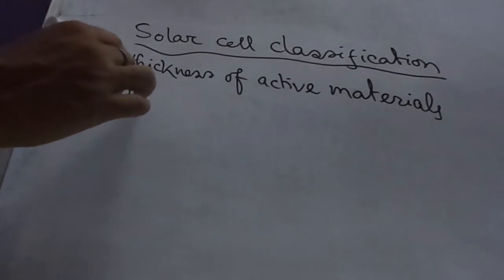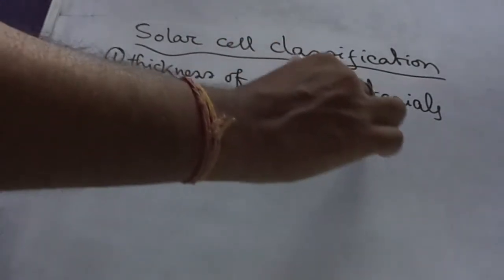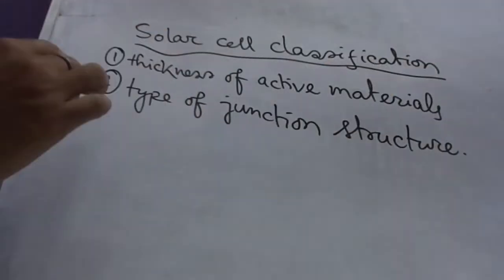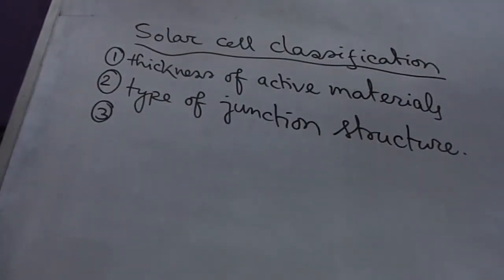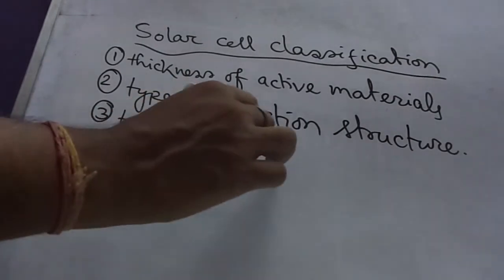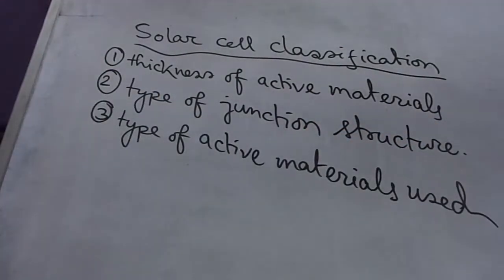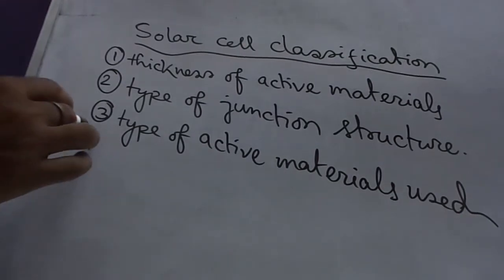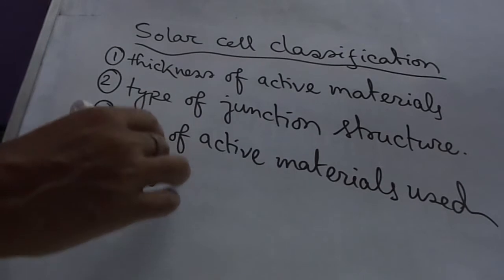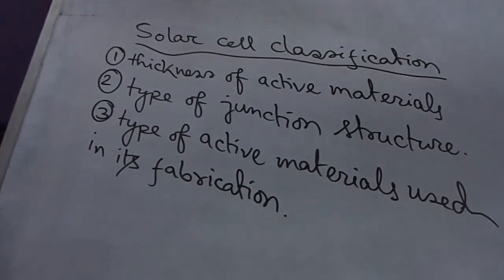Another one is the type of junction structure, the second parameter. The third one is the type of active material used in its fabrication.